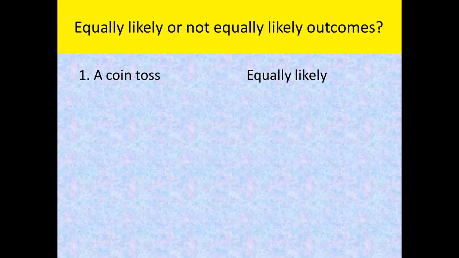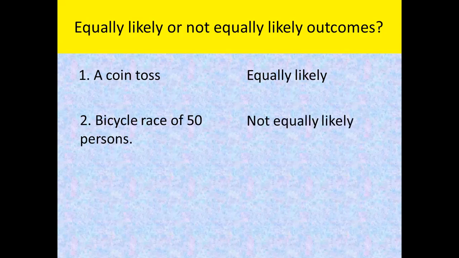Online, Pawan, number two, a bicycle race of 50 persons, equally likely or not equally likely? Not equally likely. That's correct, because it will depend on how strong they are in cycling and on their strategy to win the race. They have no equal chance, because it will depend on their ability. If you compare that with a coin toss, it will be equal, because you can have just the head or the tail.